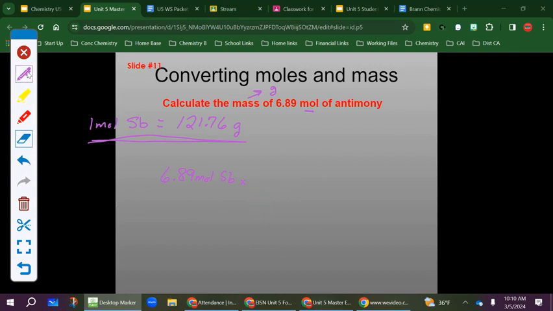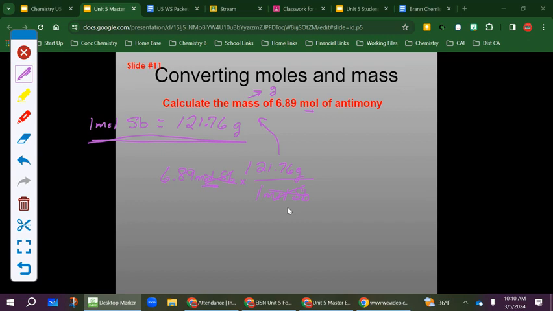So, on the top, we're going to put the 121.76 grams. Why? Because it's the unit we're going into. And on the bottom, we are going to put 1 mole. Why? Because it's the unit that we're in. These now cancel out. Now, mathematically, what do we do to this problem? Oh, you cross multiply. You don't have to cross multiply here. They're both on the top.